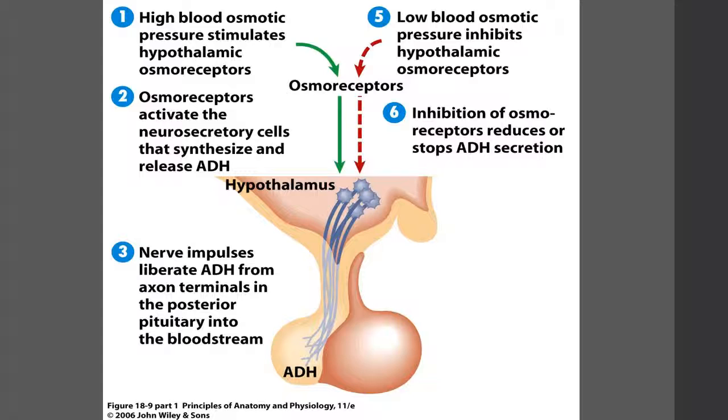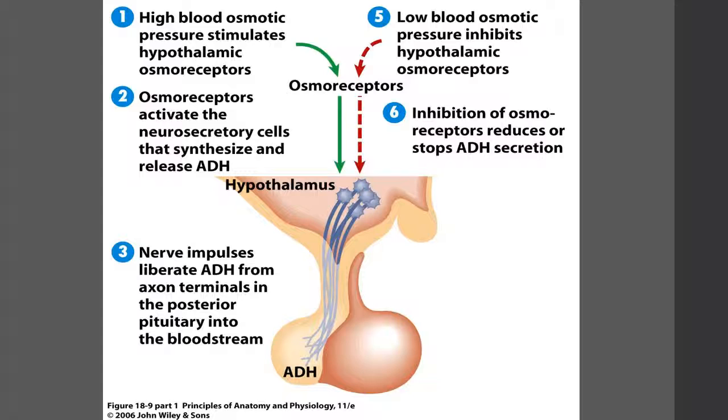Then the opposite can occur when the blood gets too thin. Then ADH stops being released, and we urinate away more water and help control blood pressure. ADH is a real major contributor to intravascular blood pressure.